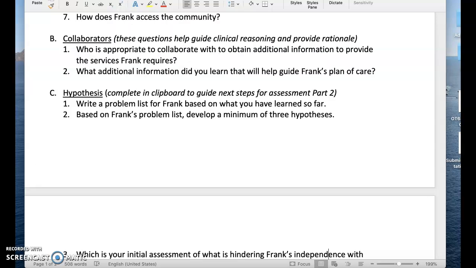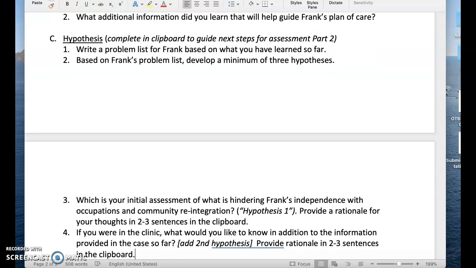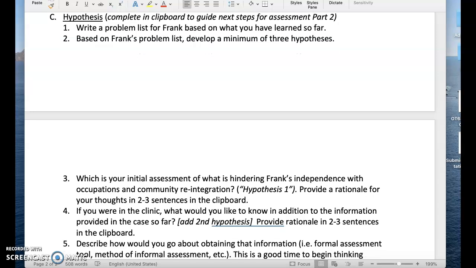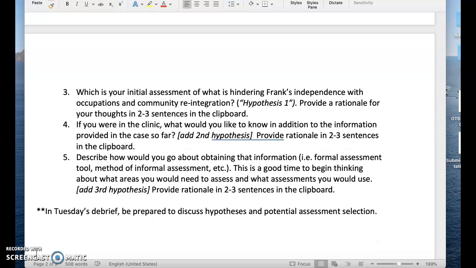And lastly, you want to complete the hypothesis section. This section I do want you to type into SimuCase and on the clipboard because this is going to be the section that guides what assessments you're going to choose to do in part 2. So first you want to write a problem list for Frank based on the information you've learned so far. Based on his problem list, develop a minimum of 3 hypotheses. What is your initial assessment of what is hindering Frank's independence with occupations and community reintegration? This will be hypothesis 1.